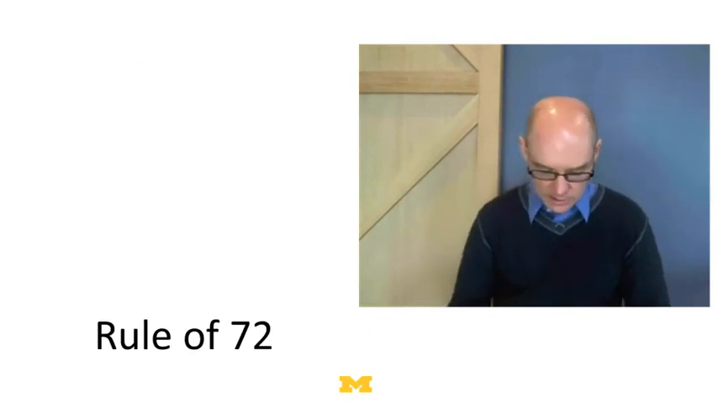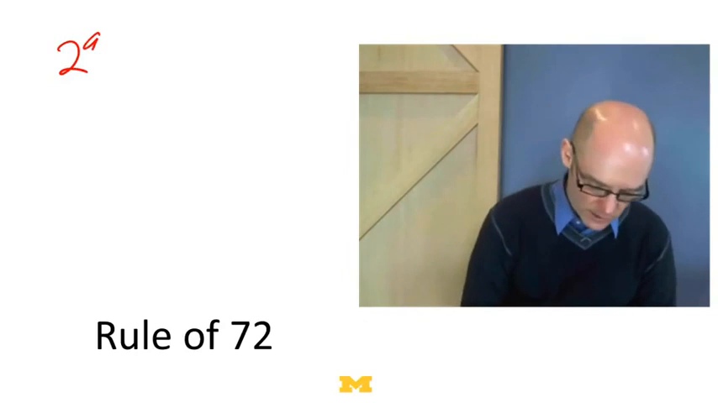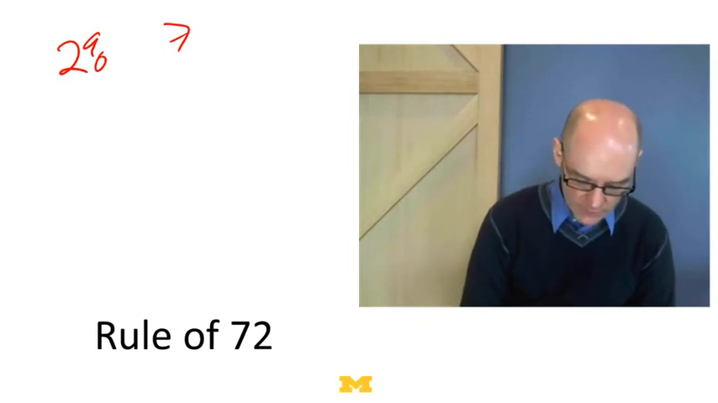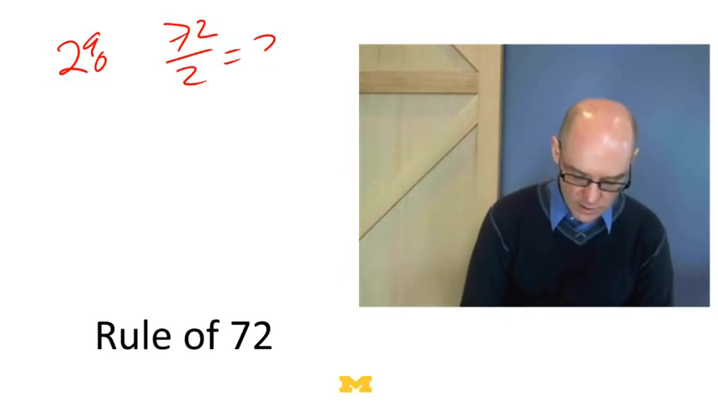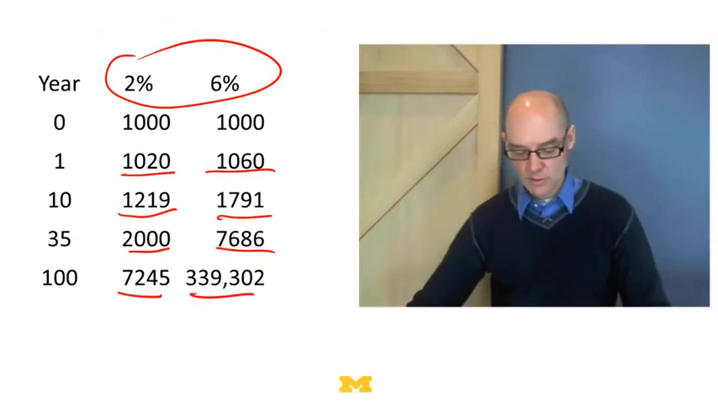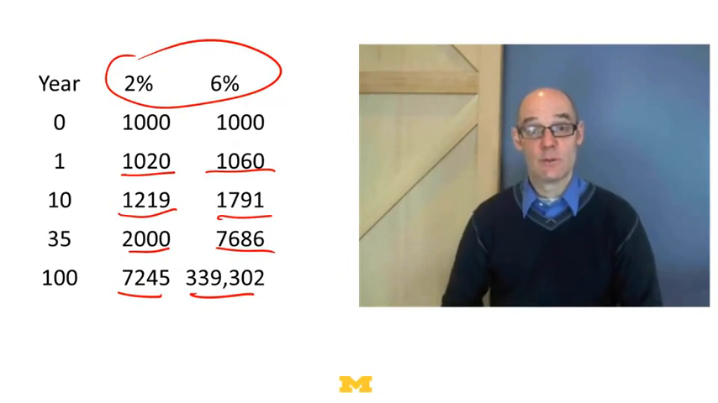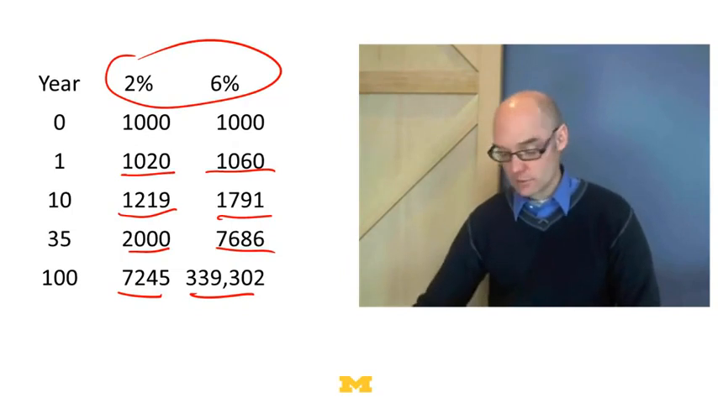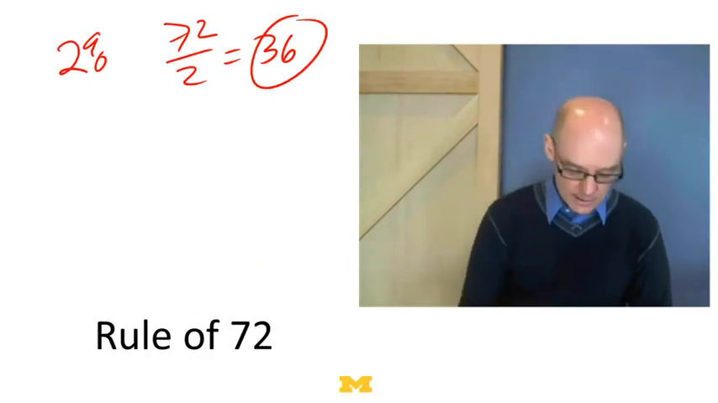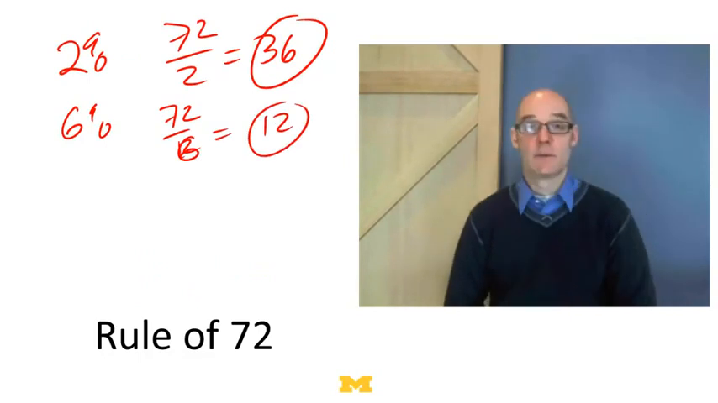So let's suppose our growth rate is 2%. If our growth rate is 2%, I take 72, divide it by 2, and I get 36. That means it will take about 36 years to double. Let's go back to our graph. If you go back to our graph, you see it took 35 years to double. So pretty close. What if I had 6%? Well, 72 divided by 6 means that it's going to be 12 years to double.